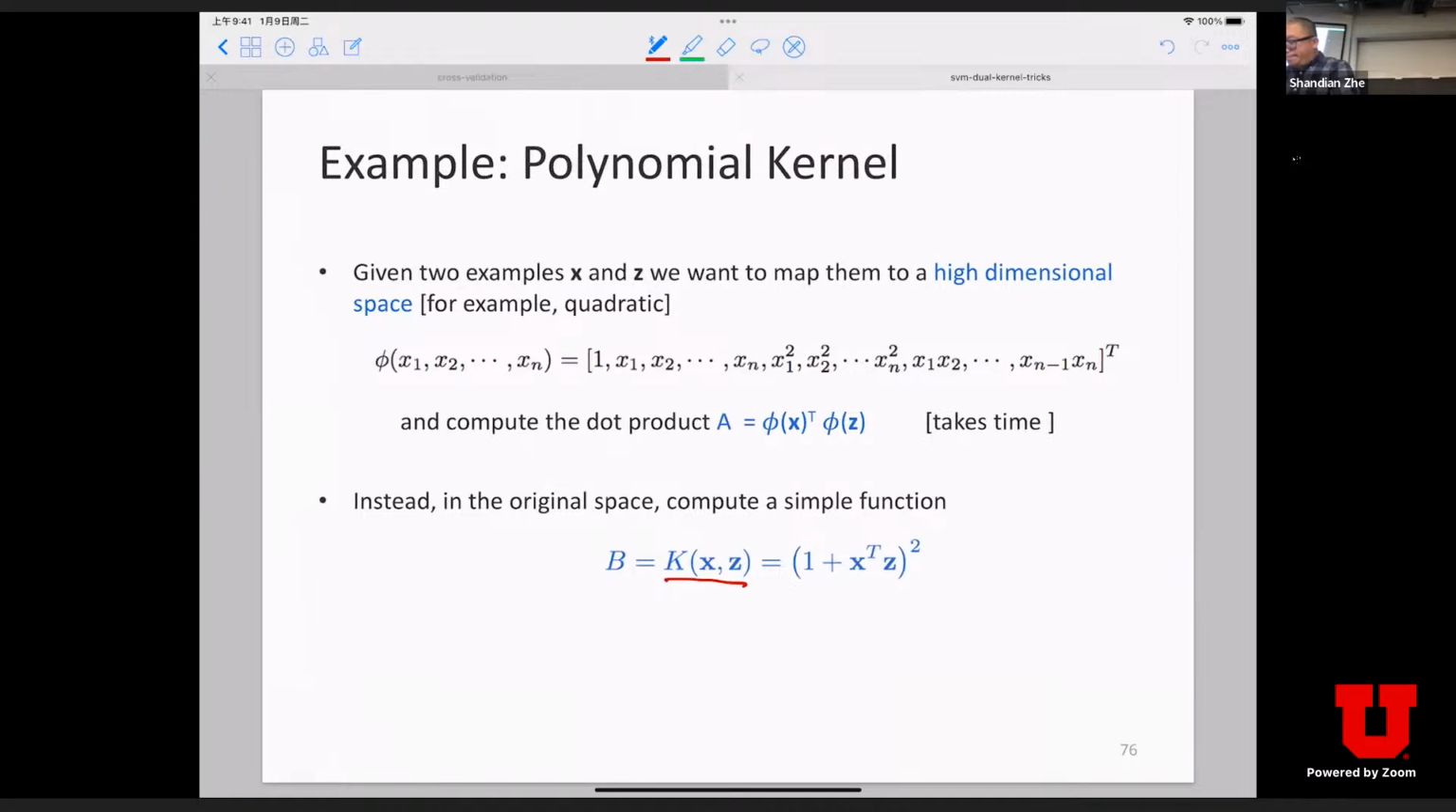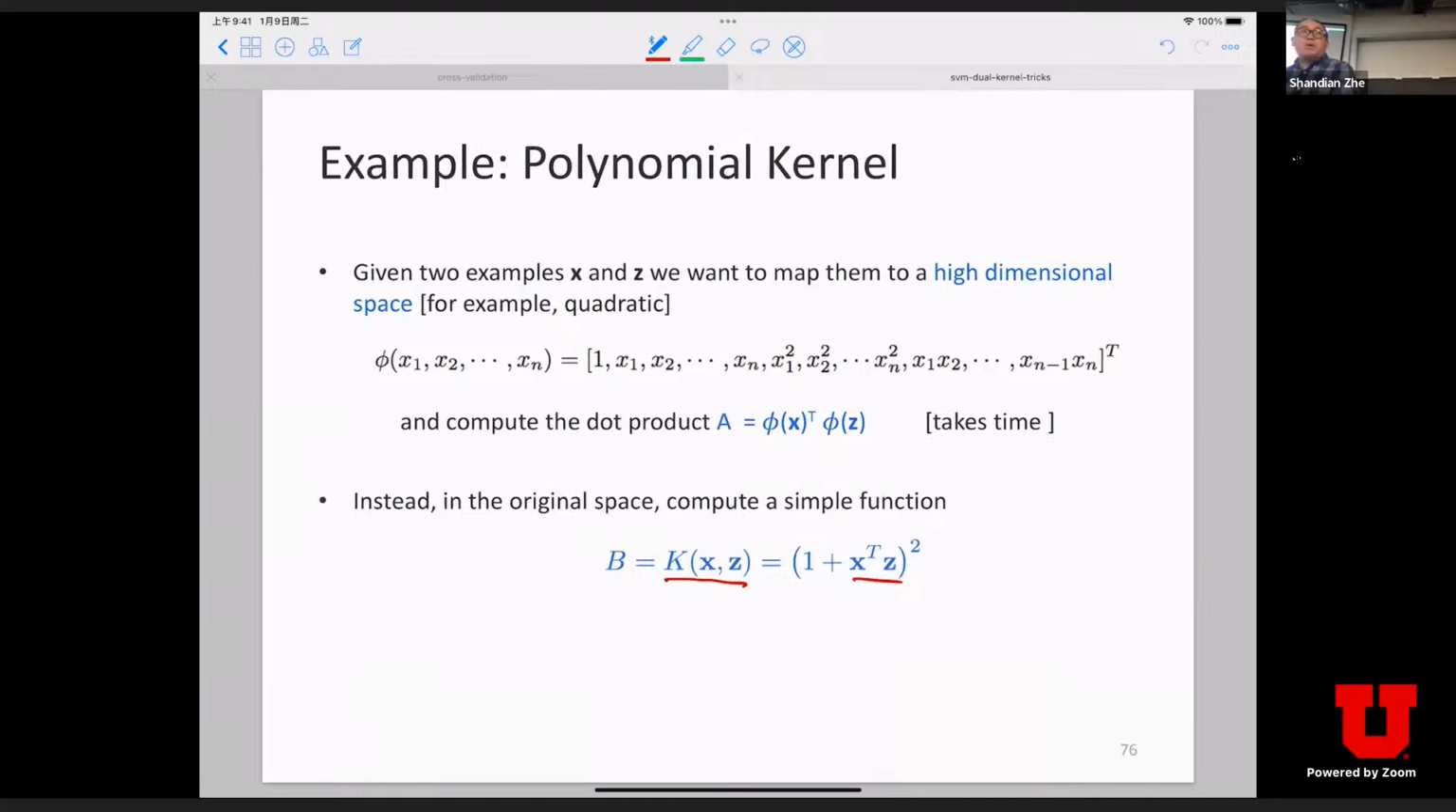Then I calculate K. First, I do the dot product between x and z itself. Here, there's no feature mapping. You just do the dot product in the original feature space. Then you add 1 to this dot product and take the square.